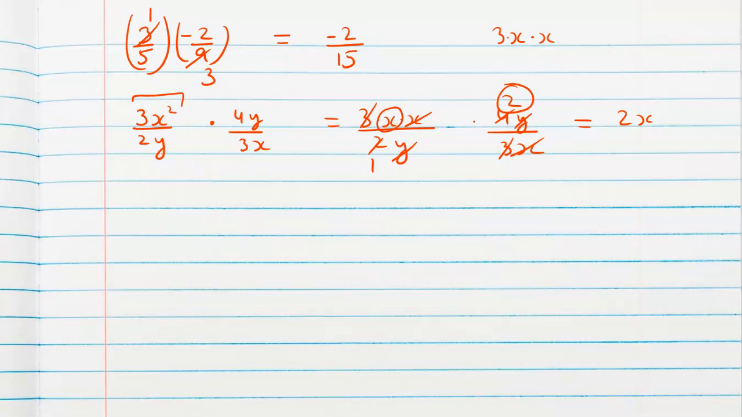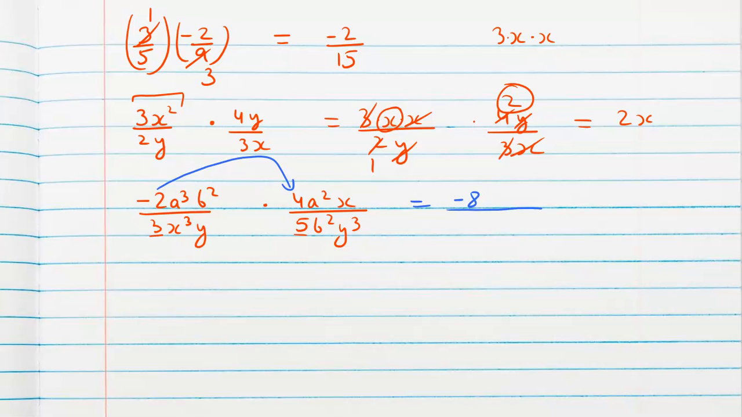So how about we have negative 2a cubed b squared over 3x cubed y times 4a squared x over 5b squared y cubed. Again, first we will make sure that any of these numbers can be simplified before we check the variables. 3 and 5 cannot be divided, or they are not factors of 2 or 4. So we will take a look at the variables first. Now I will simply multiply the numbers. We have negative 2 with 4, that gives us negative 8 for the numerator, and for the denominator we have 3 and 5, that gives us 15.